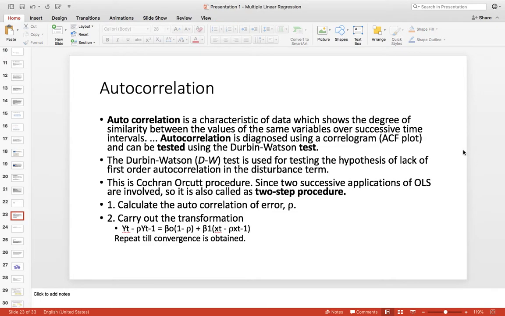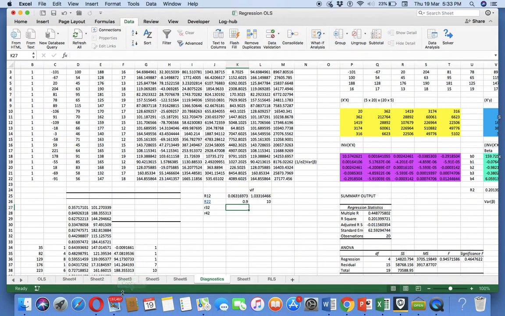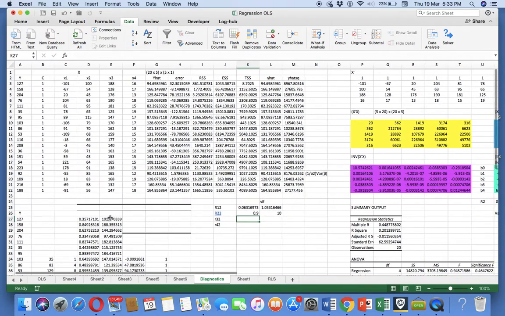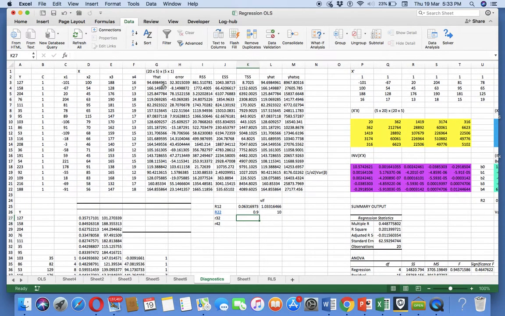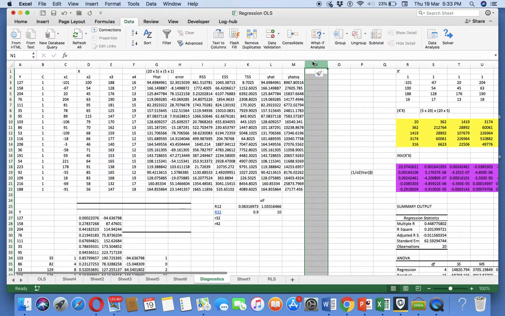Now we move to the third thing, which applies only to time series data. In time series data, we do a Durbin-Watson statistic. In the Durbin-Watson statistic, we calculate the autocorrelation coefficient. Let us assume for a moment that this is time series data.